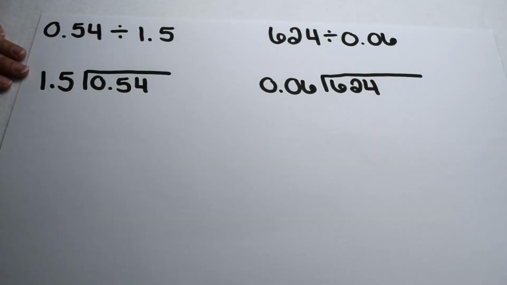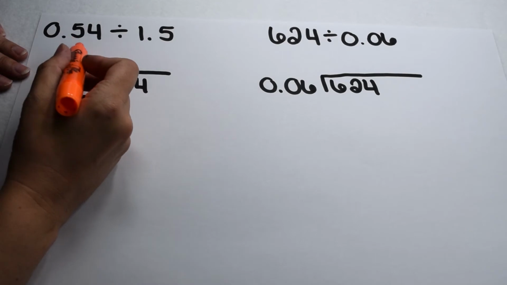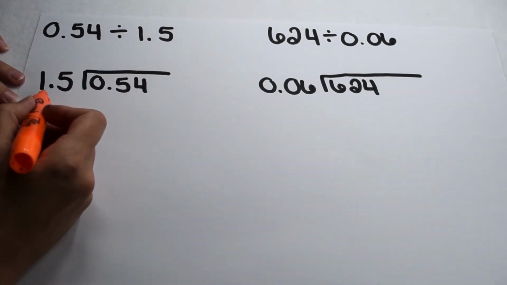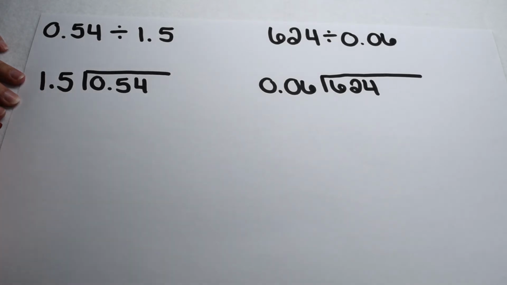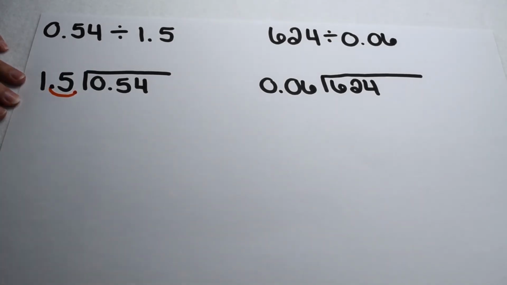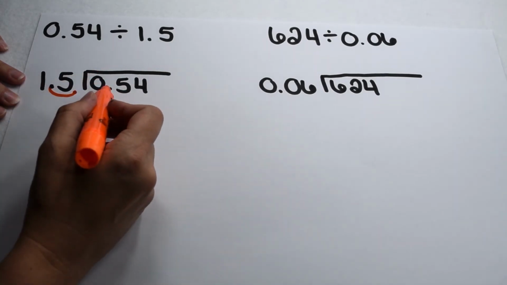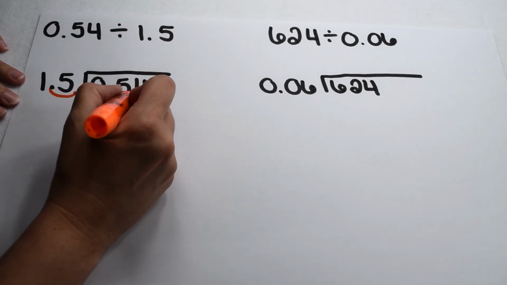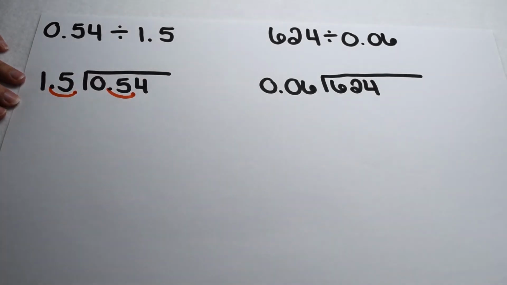Let's use those same ideas to divide values that aren't money. Here we have 54 hundredths divided by 1 and 5 tenths. Well, let's start with our divisor. First thing I need to do is make 1 and 5 tenths into a whole number. So to do that, I'm going to move my decimal 1 place to the right. Now, whatever I do to the divisor, I also have to do to the dividend. So if I move this decimal 1 place to the right, I need to move the decimal in my dividend 1 place to the right also. Now I can move that decimal straight up into the quotient.